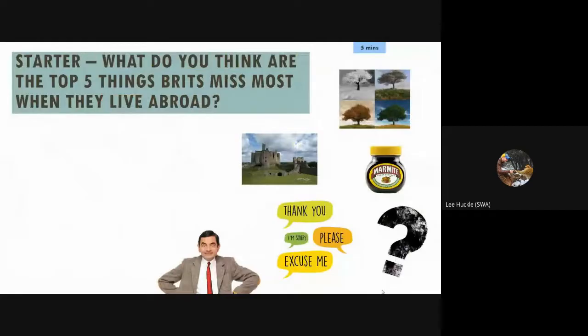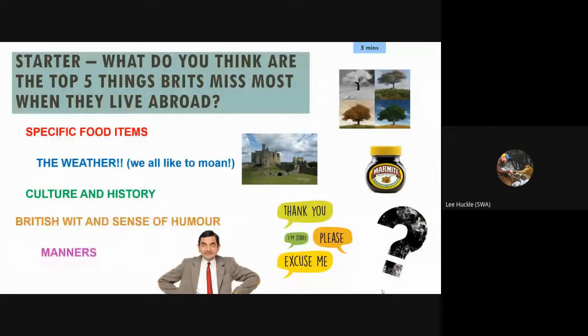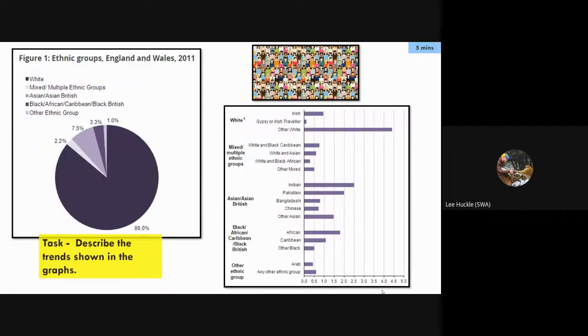Where did we begin? If you remember, we discussed these images and what do you think are the top 5 things Brits miss about Britain when they move abroad? The big ones are particular food types, the weather, funnily enough, culture and history, the sense of humour and the manners. And these tend to be the 5 things that foreigners say about the Brits as well.